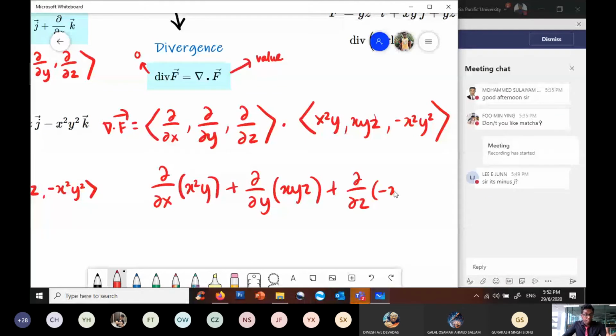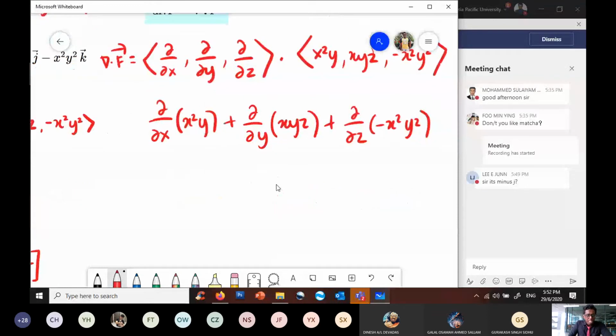You have to simplify. Okay, so again, what does it mean to differentiate this with respect to x? I would get 2x and then y. This one, if I differentiate with respect to y, I would get x and z. This one, if I differentiate with respect to z, there's no z here, so it's just plus 0. So the plus 0 can be ignored actually. So this is your divergence.